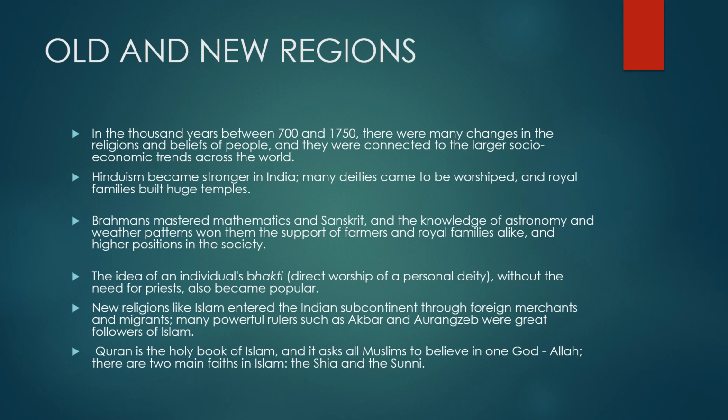The idea of an individual's bhakti, direct worship of a personal deity without the need for a priest, also became popular. New religions like Islam entered the Indian subcontinent through foreign merchants and migrants. Many powerful rulers such as Akbar and Aurangzeb were great followers of Islam. The Quran is the holy book of Islam, and it asks all Muslims to believe in one God, Allah. There were two main faiths in Islam, the Shia and the Sunni.